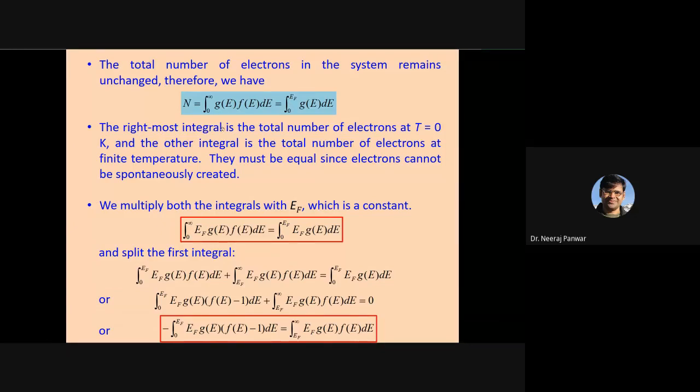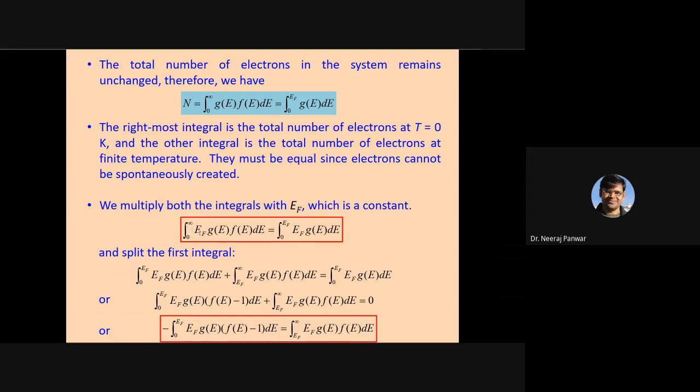So the rightmost integral is the total number of electrons at T equal to 0 Kelvin. And the other integral is the total number of electrons at finite temperature. Since the number of electrons in the metal will remain same, these two integrals must be equal. Now if we multiply both sides by EF, this is a constant, it can be kept inside the integral. So we are going to get this expression.